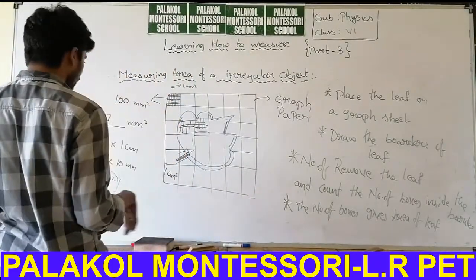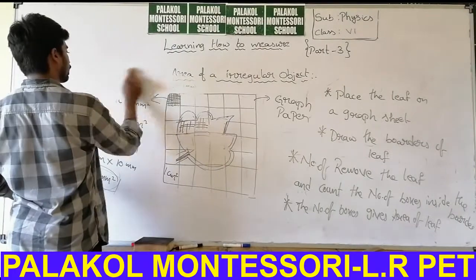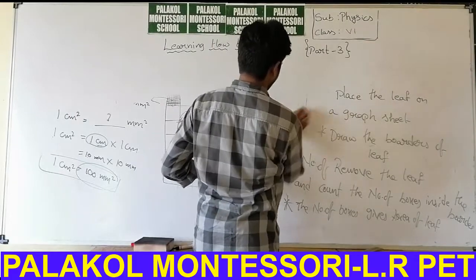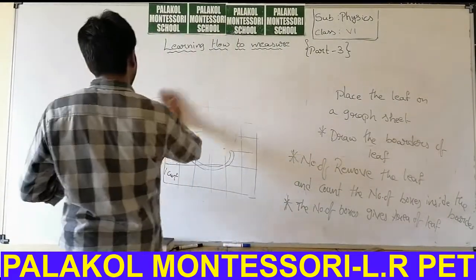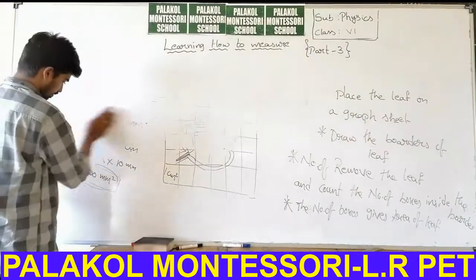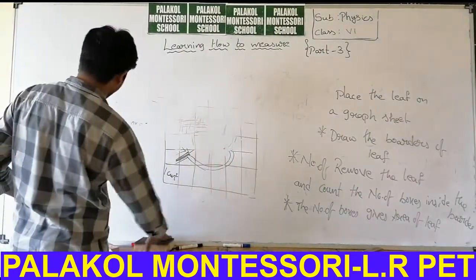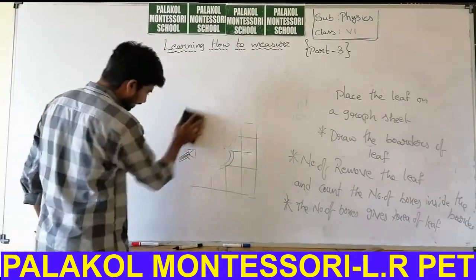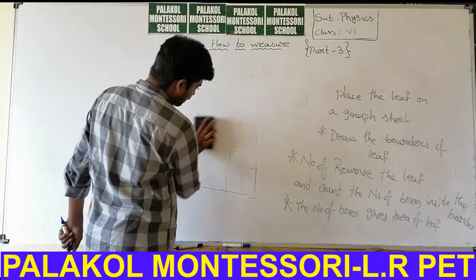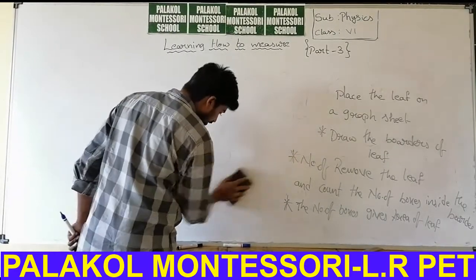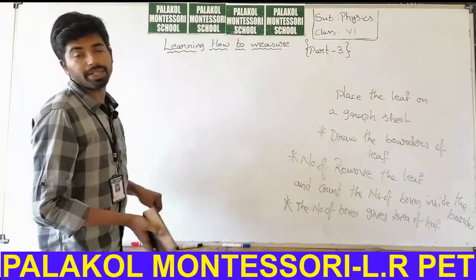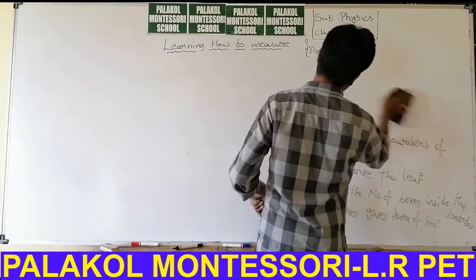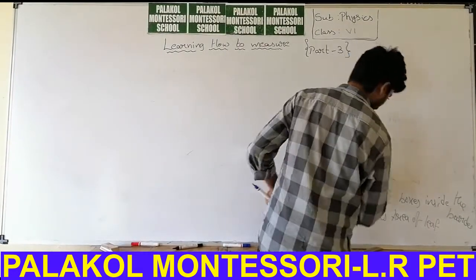So let us discuss volume. So what is area? Area is a measure of the extent of place occupied by an object on a plane surface. Whereas volume has a similar definition, but a small difference is there. So let us see that.